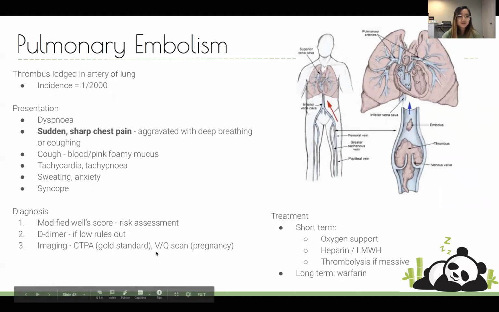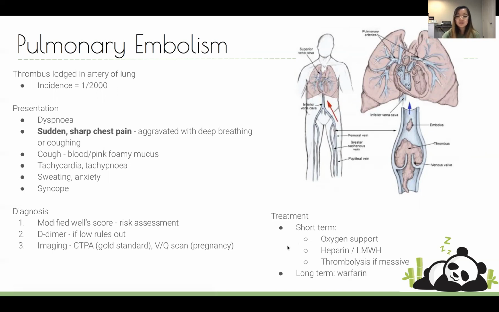And it's diagnosed similarly, so modified Wells score instead of a Wells score, a D-dimer will rule out, and then imaging. If there's high suspicion, you just go straight to imaging. So you do a CTPA, I think that's a CT pulmonary angiogram. So that shows your blood vessels, and then you'll see a clot in there, essentially. Or you can do a VQ scan, or a ventilation perfusion scan, and that'll show a difference between the ventilation and the perfusion. You use that in pregnant people because you don't want radiation.